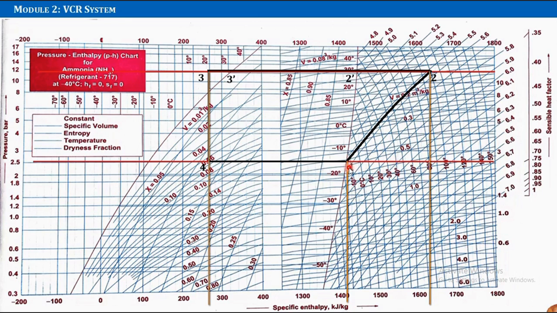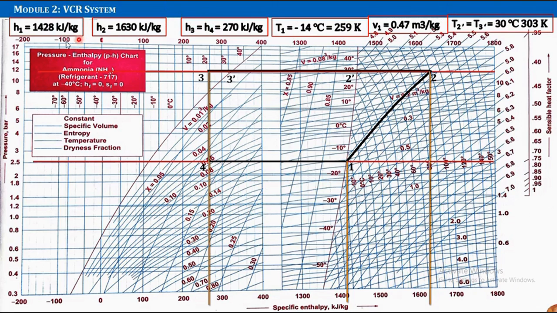So corresponding to this point 1, the enthalpy is equal to 1428 kilojoule per kg. If I draw a vertical line from this point 1 downward, I get the value of specific enthalpy corresponding to that point. So it is near the 1400 line, right? So I will take the value as 1428. You can take that accordingly. You can take 1430 also, you can take 1432 also. It depends on how approximately you take the value.